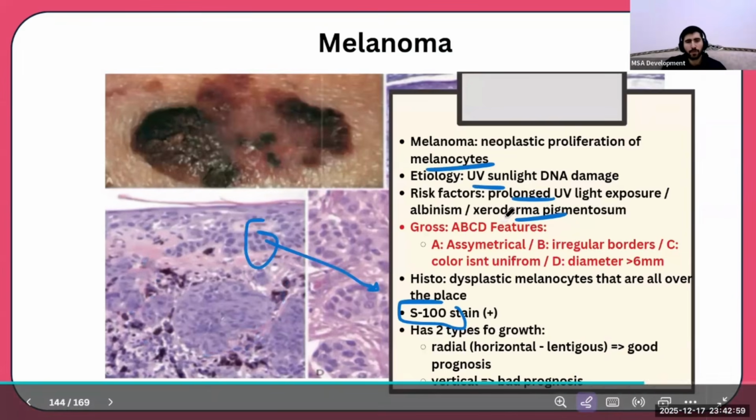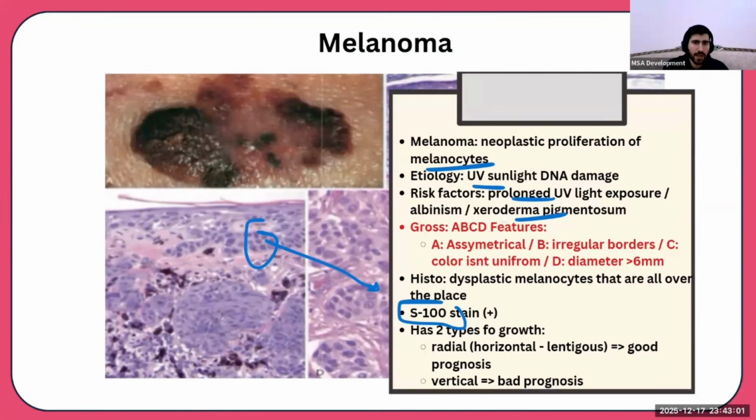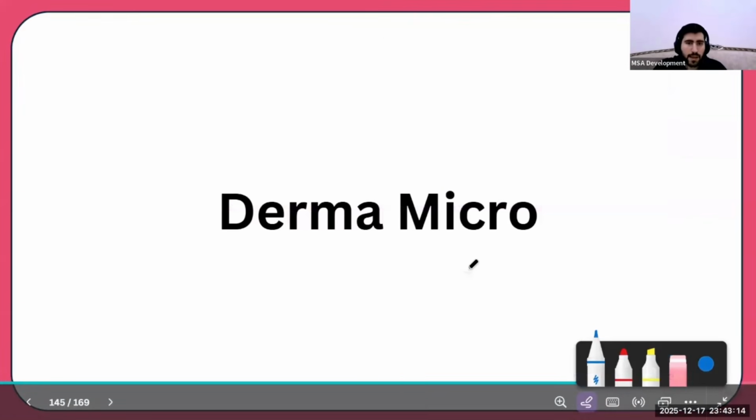That's all I want you to know from melanoma. It's neoplastic growth of melanocytes. Can go radially, vertically, but mainly vertically. That's why it's malignant. It has the ABCD features. Histopathology is dysplastic melanocytes all over the place. It stains S100 positive, and that's it.